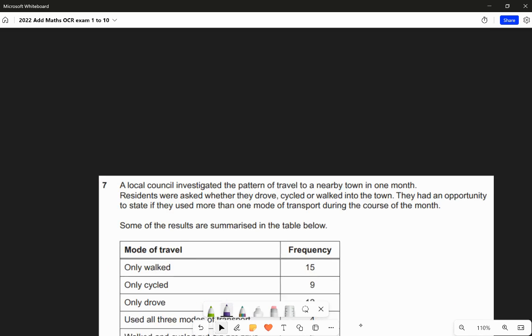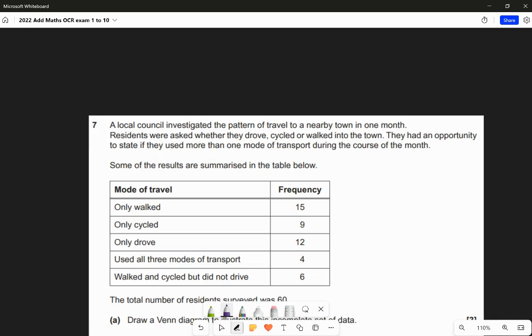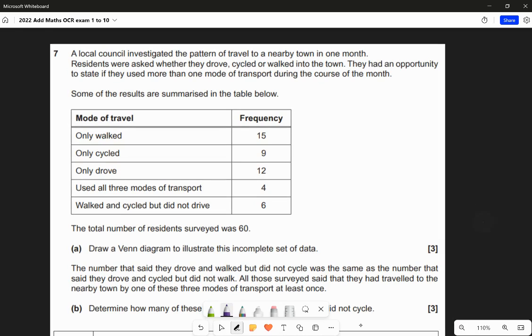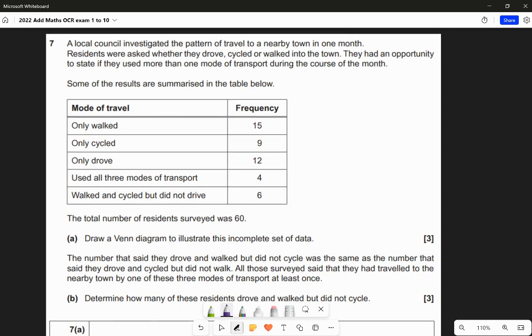All right, question 7. A local council investigated the pattern of travel to a nearby town in 1 month. Okay, so it gives you some answers of what they did. Here are the results. The total number of residents surveyed was 60, which is not the sum of those values, because it says some of the results, and it talks about this as an incomplete set of data as well. All right, so draw a Venn diagram to illustrate this incomplete set of data.